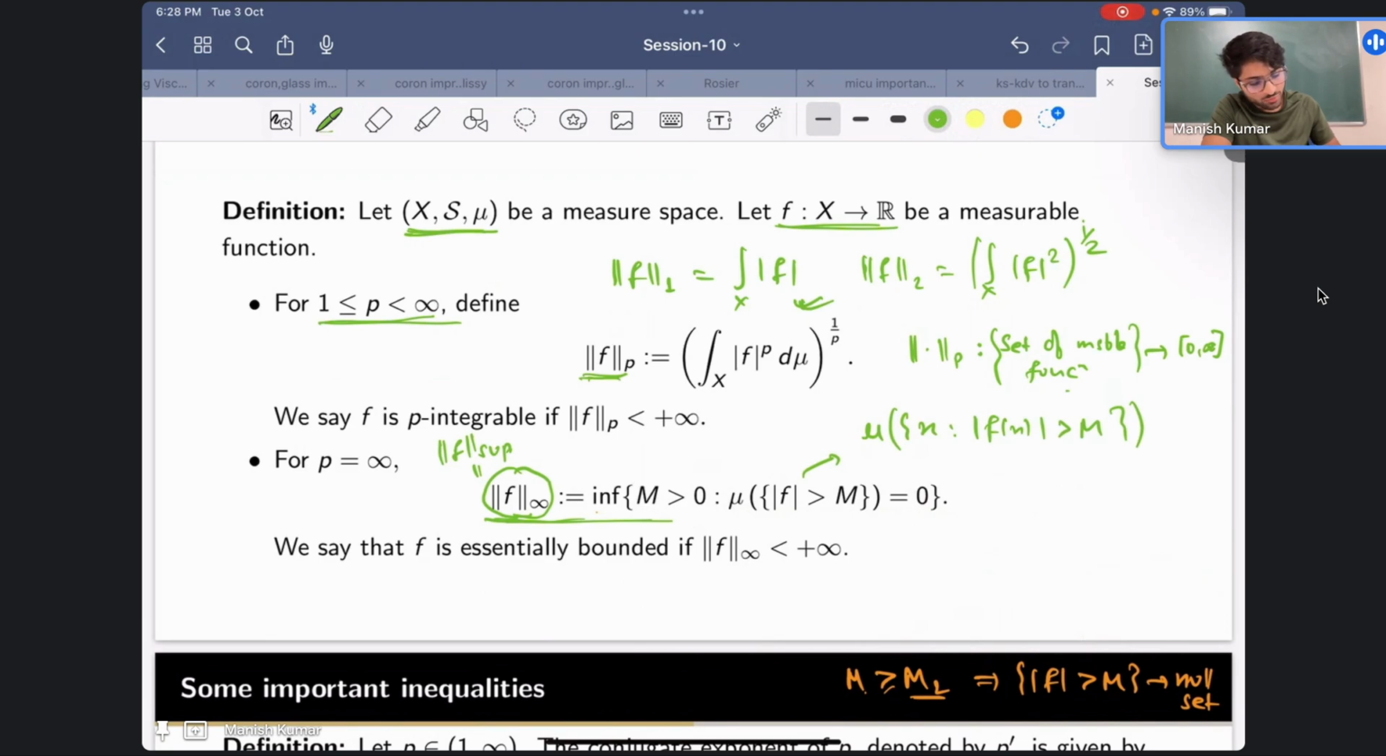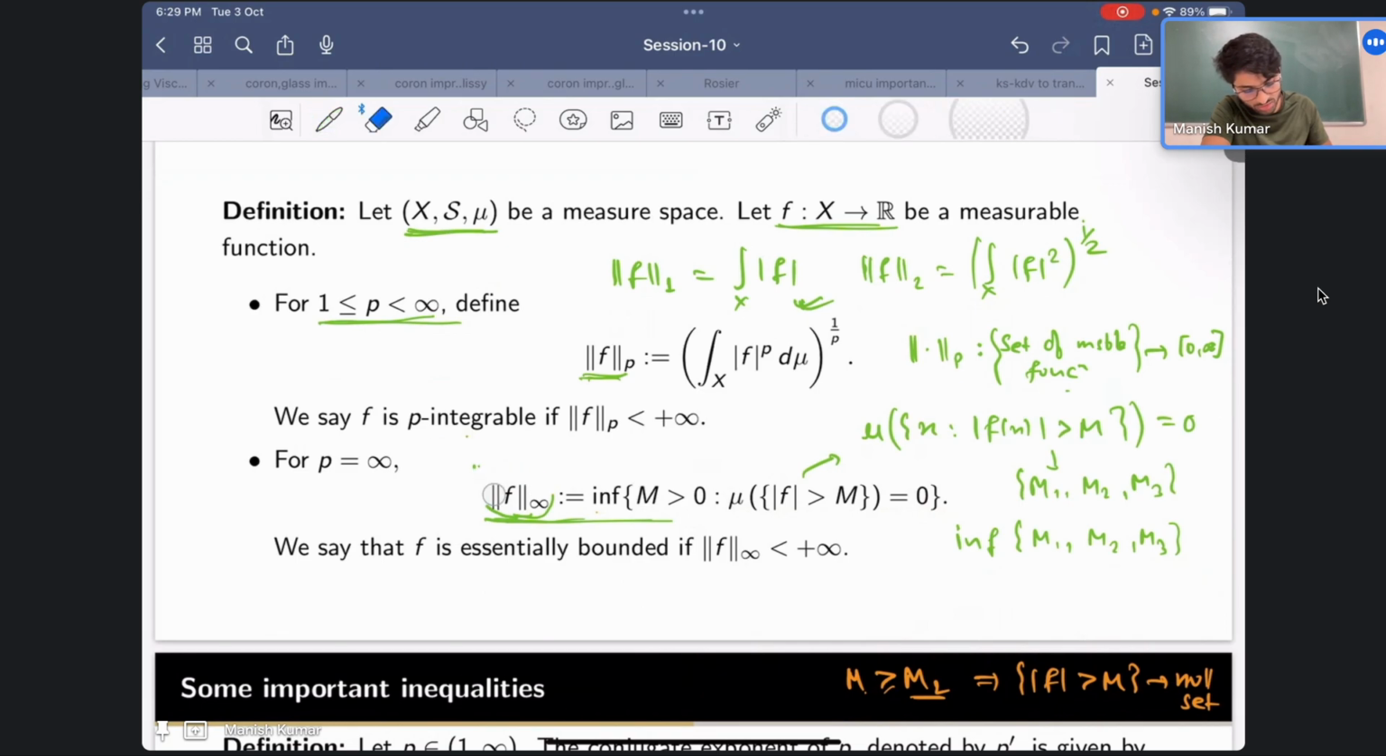Okay, now when this measure is becoming 0, you consider such m. So suppose this is 0 for m1, m2, m3. I mean just 3 quantities. It will be infinite, but for example, suppose that there are 3 numbers m1, m2, m3 for which the measure of this set is 0. Okay, now consider the infimum of this m1, m2, m3. This will be called f infinity. I mean this is what this norm is.